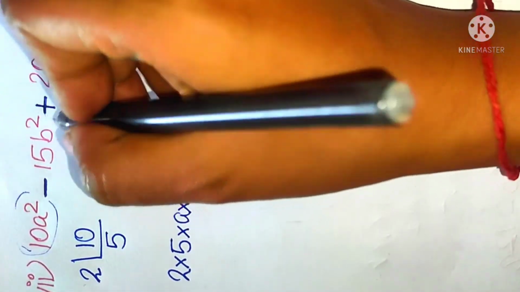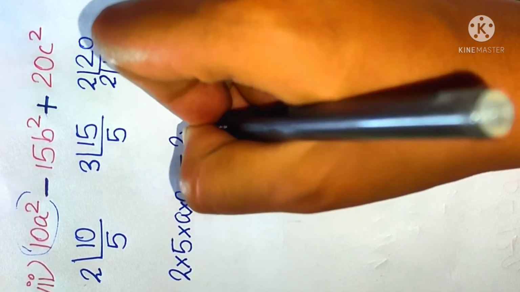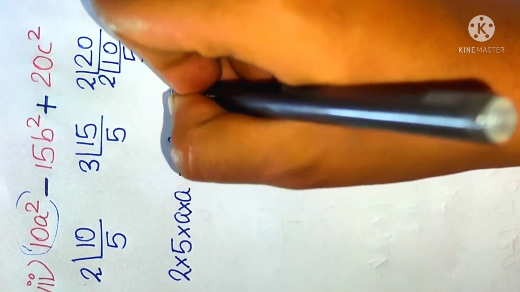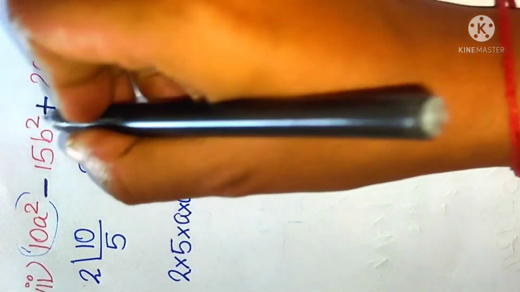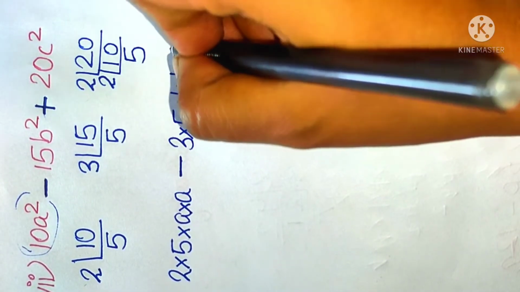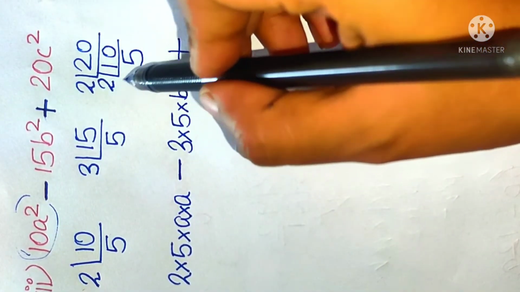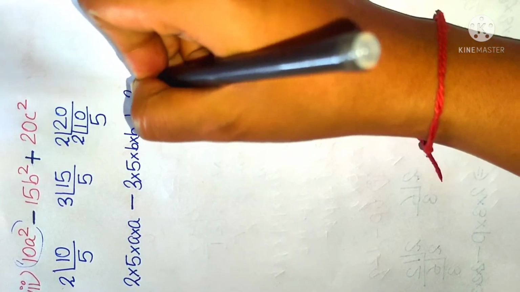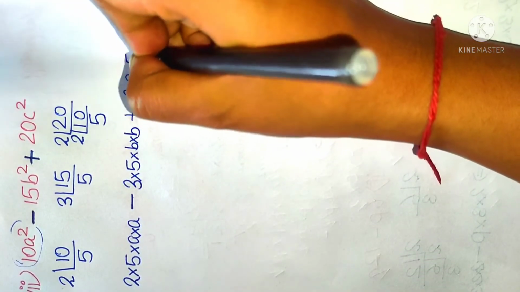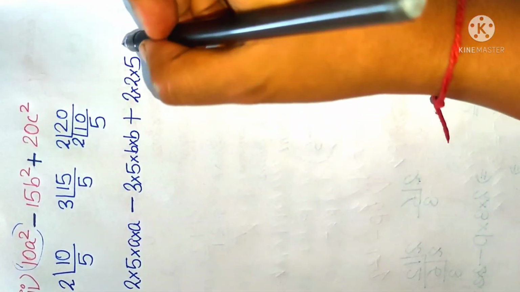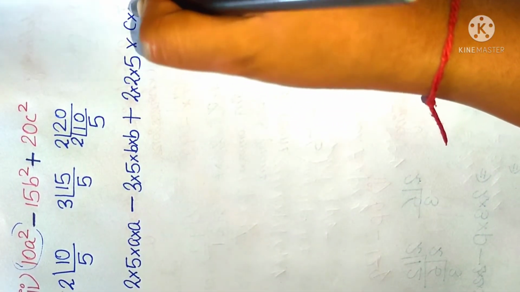Next we have 15b square. 15 can be written as 3 into 5. b square means b into b. We have separator plus here, so write here plus. Next we have 20. 20 can be written as 2 into 2 into 5. So write here 2 into 2 into 5. And we have c square, that means c into c.